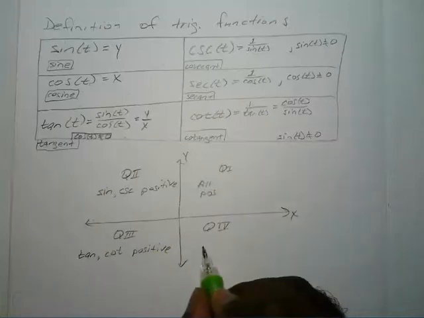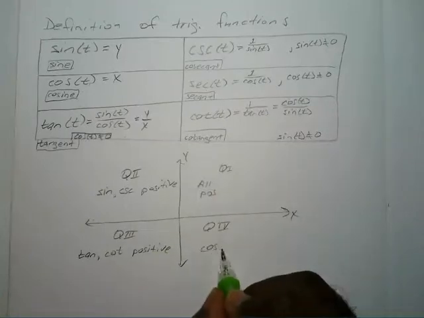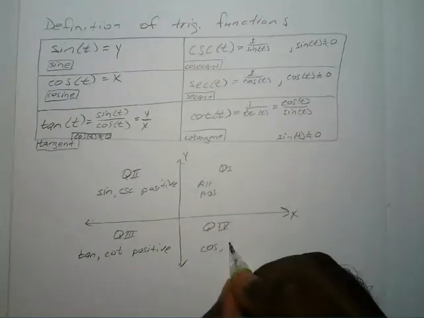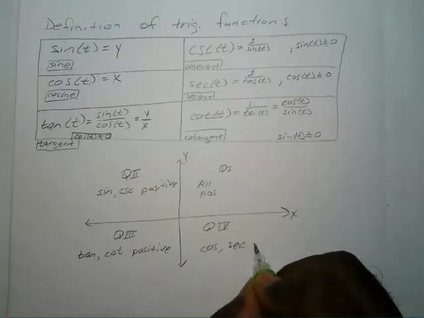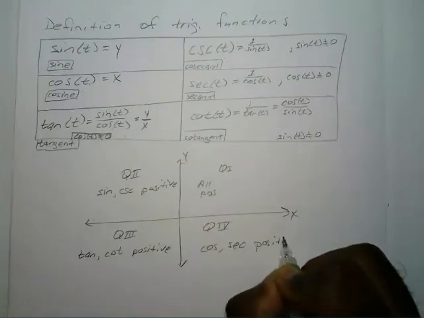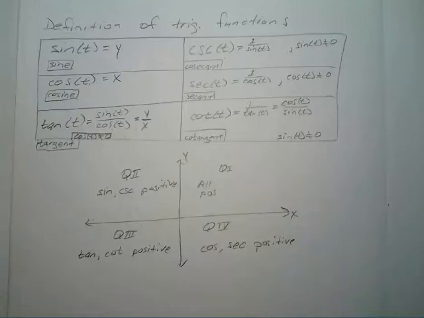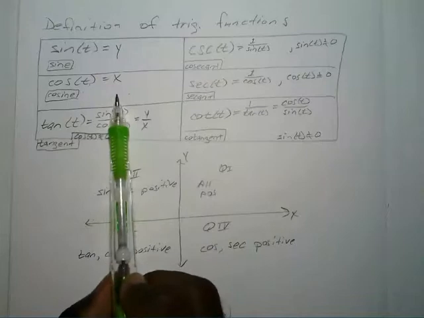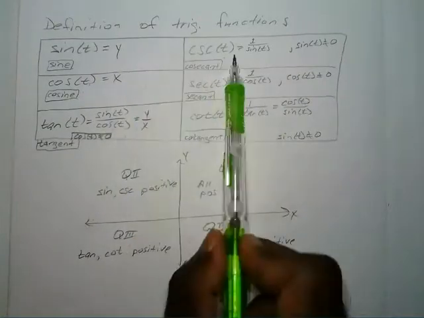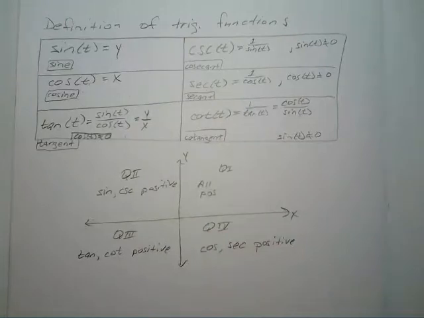Now in quadrant 4, cosine and secant are positive. Why? Because in quadrant 4, x is positive, y is negative. So if this is positive, then this is positive. So these 4 will all be negative.